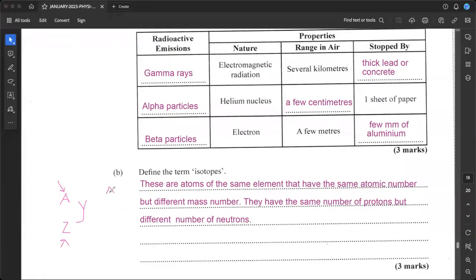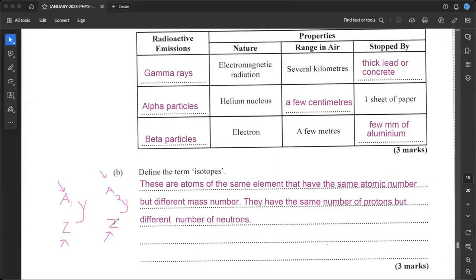An isotope of that would be, say, this is A1, then this would be A2. The Z would be the same. They're both atoms of the element Y, but their atomic number is the same and their mass number is different. In one case it's A1, in the other case it's A2. These we call isotopes. They have the same number of protons. That's characteristic of what the atomic number represents. It's the number of protons.